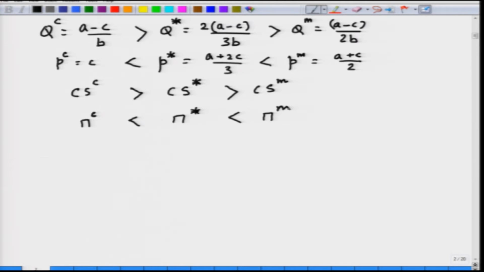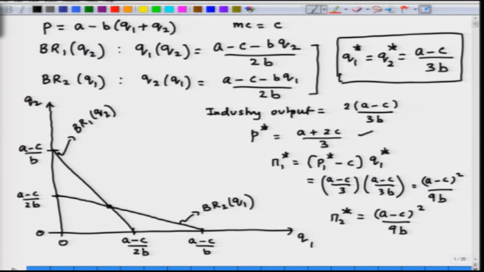Okay. So, why were we interested in this? Because we are interested in knowing under the Cournot model what we can say about certain welfare aspects when we look at the consumer surplus, the profits of the producers, the total output, and the price compared to the competitive model and the monopoly model.